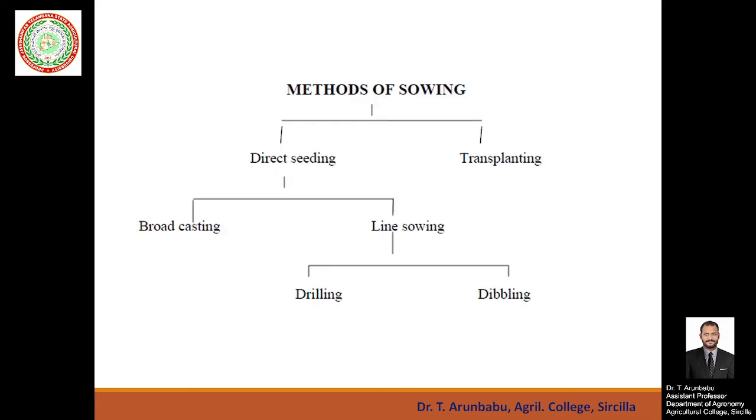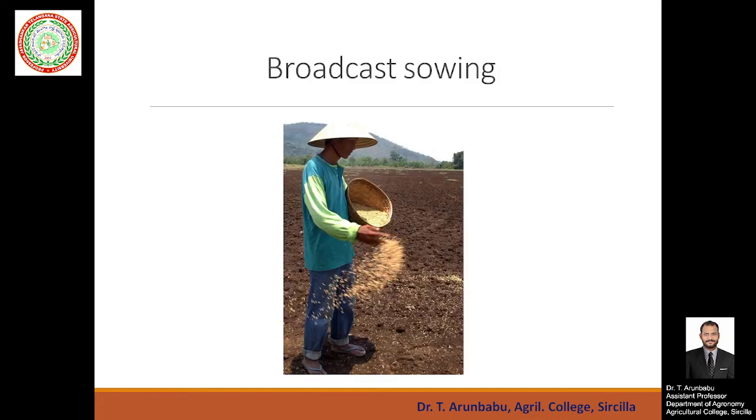So coming to the actual topic, that is methods of sowing. It is of two types. One is direct seeding, another one is transplanting. Under direct seeding we can see broadcasting and line sowing, and line sowing can again be divided into drilling and dibbling. One by one we are going to discuss here.